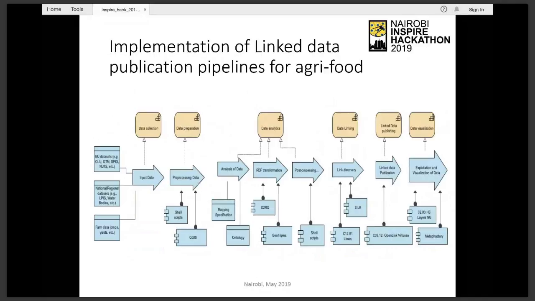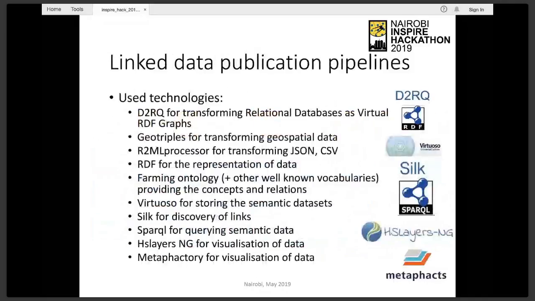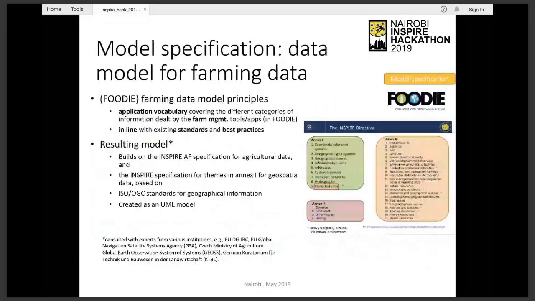Then we do the transformation, generation of the RDF, do some post-processing if necessary. We do the linking, the publication, and the exploitation with some interfaces. So this is available, many pipelines are available already. And we use many technologies in order to do that, you can actually see later on as well in more detail. So going a little bit with some examples here.